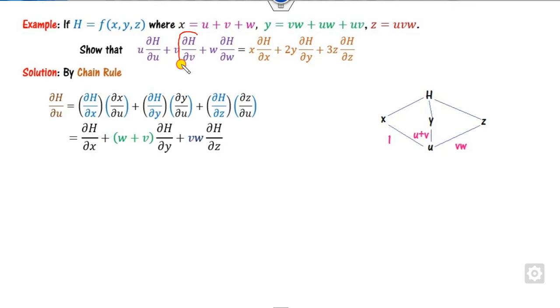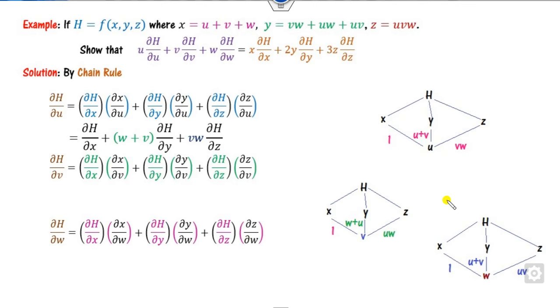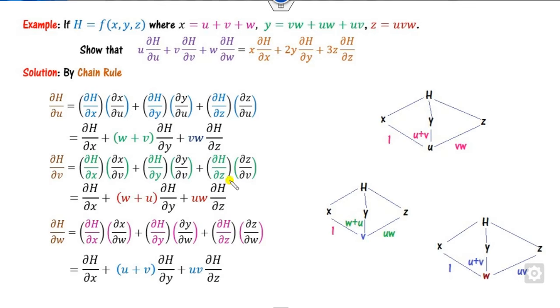Similarly, we can write for here this matrix h over v, x, y, z. Once you write this for u, this is for w. So once you pair these values, you will get here. Now what you have to do is multiply this pair by u, this pair by v and this by w, and add them.